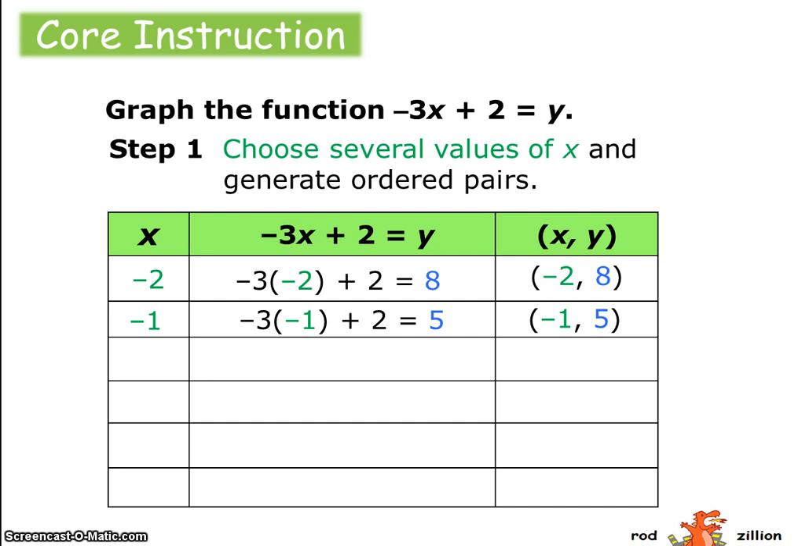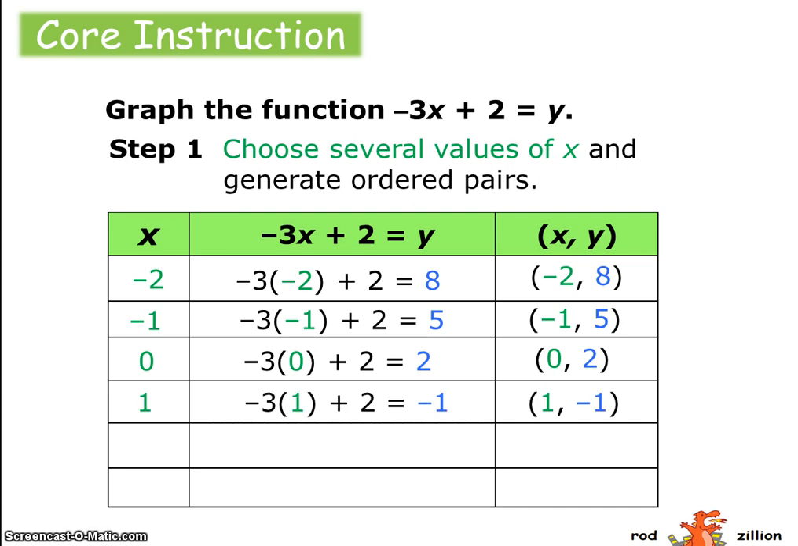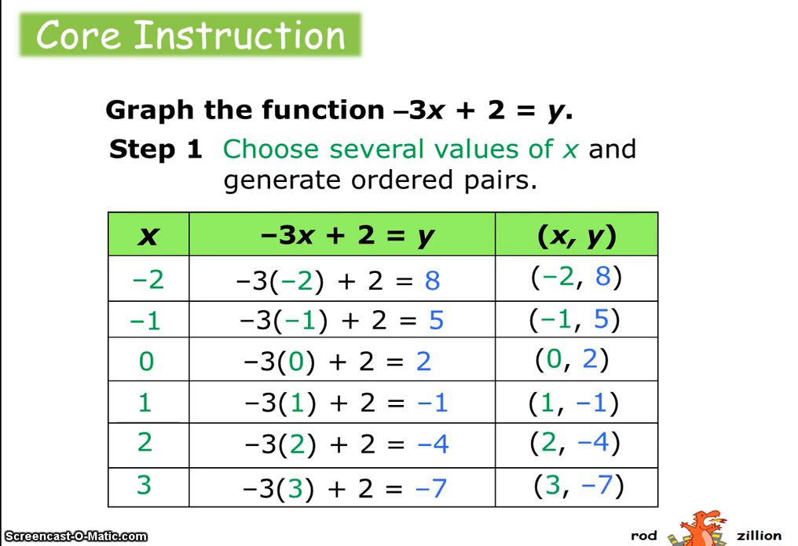So I've got negative 2, when x is negative 2, y is 8. When x is negative 1, y is 5. When x is 0, y is 2. When x is 1, y is negative 1. When x is 2, y is negative 4. And then when x is 3, y is negative 7. This is 6 points. That's plenty. Again, 3 to 5 points. 5 points is ideal, and you really can use the same numbers, negative 2 through positive 2, as your x values when you're not given a discrete domain.